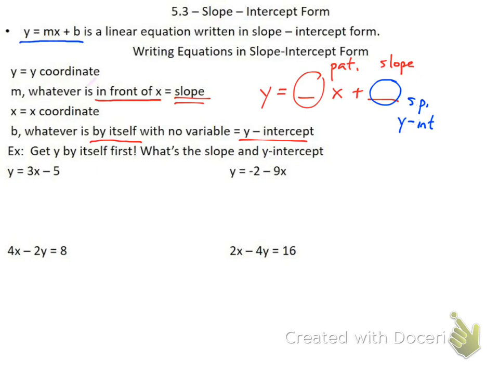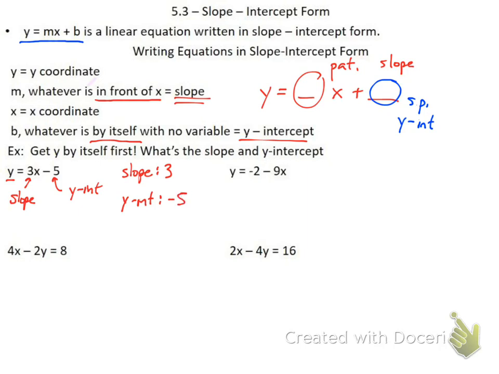So with each of these problems, what we want to do is get our y by itself first, kind of like we did 2 or 3 chapters ago. Once it's by itself, then I can figure out what my slope and y-intercept are. With this first problem, my y is already by itself, so I know that the thing in front of the x is going to be my slope, and the thing that is by itself is going to be my y-intercept. So my slope is 3, and my y-intercept is -5.